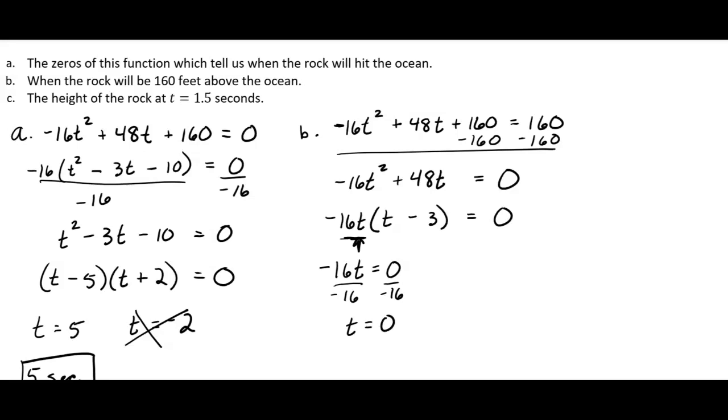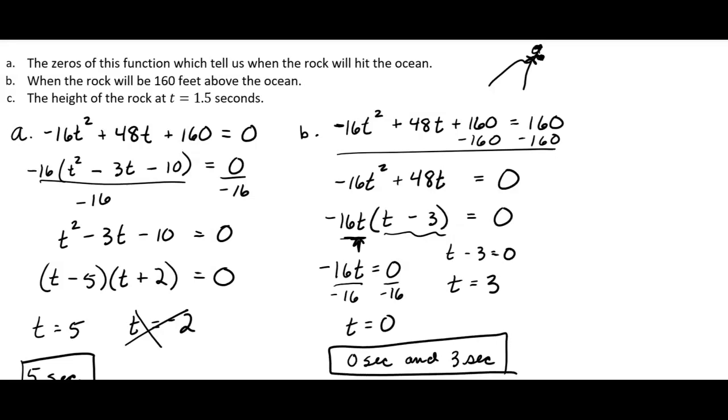So when Genevieve was standing on the cliff, you know, we had that picture, and she's holding that rock. No seconds have gone by because she hasn't thrown it up in the air yet. And she's already 160 feet above the ocean, so the rock is 160 feet. So when will the rock be 160 feet above the ocean? At 0 seconds. And we're going to get another answer because this binomial here, t minus 3 equals 0, you can probably see t is going to equal 3. So, and 3 seconds.